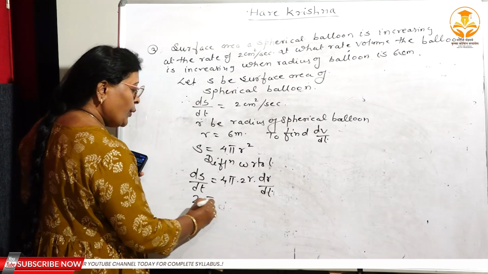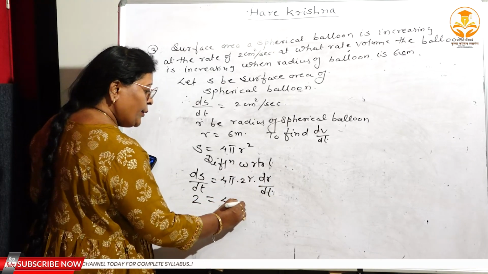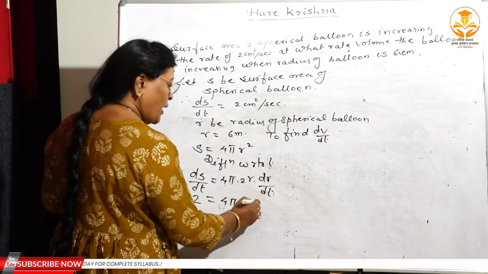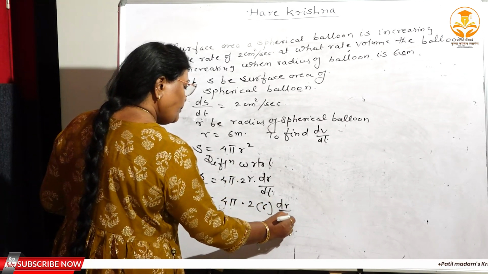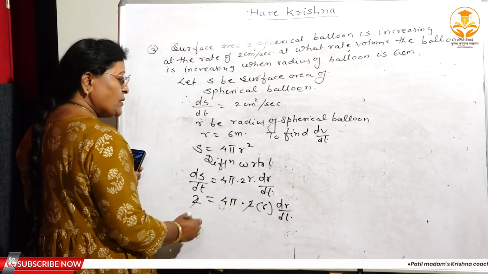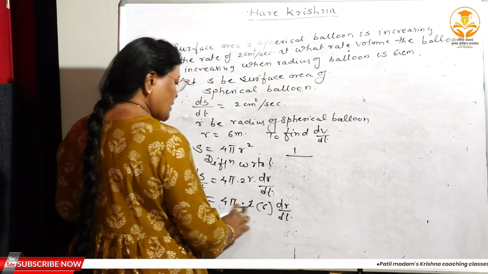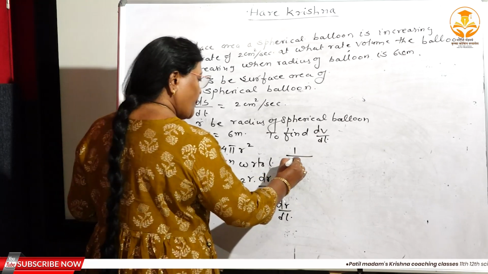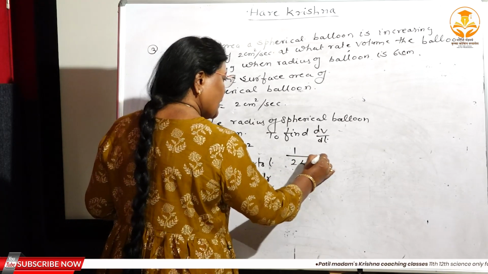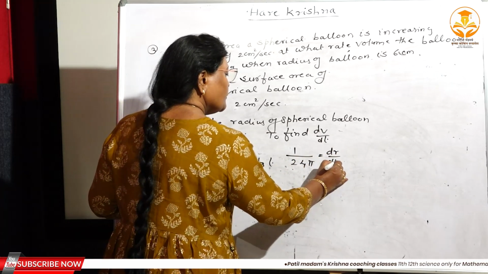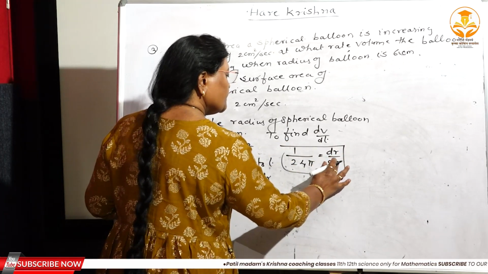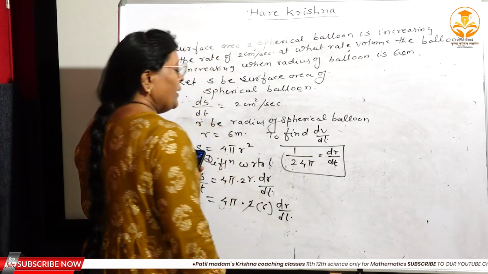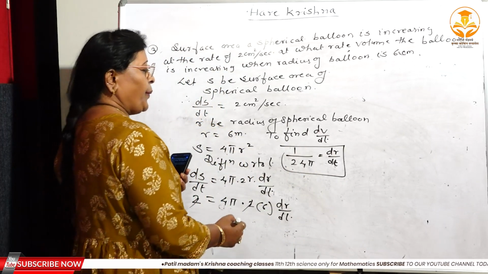They have given 2 equals 2 into 4 pi into r. What is r here? r is equal to 6, dr by dt, right? Again, 2 gets cancelled. Here you have got 6 fours are 24 pi, into dr by dt. Here you have got dr by dt equal to 1 upon 24, isn't it?